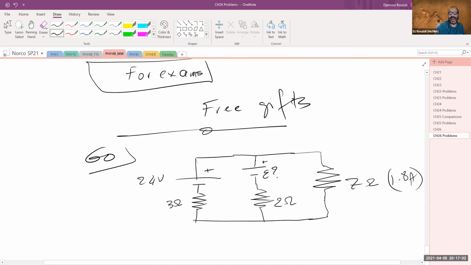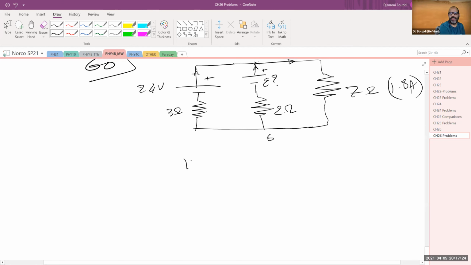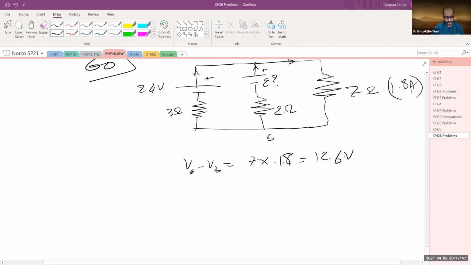Here is the deal. This battery pushes current this way. This battery pushes current this way. So the current in here must be somehow moving this way. So if I call this one point A and this point B, the voltage is actually dropping this way. So the voltage drop across that resistor, VA minus VB, is actually 7 times 1.8 amps, which is 12.6 volts. So that's how much voltage drop is actually there. Okay.